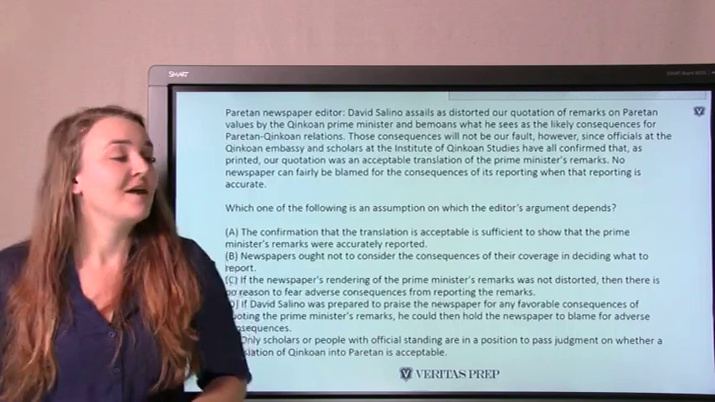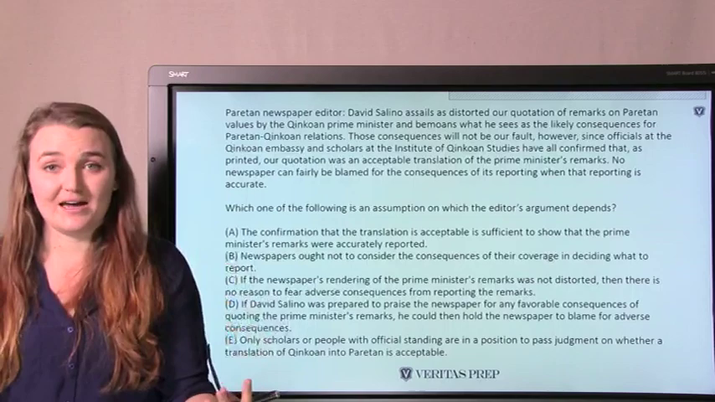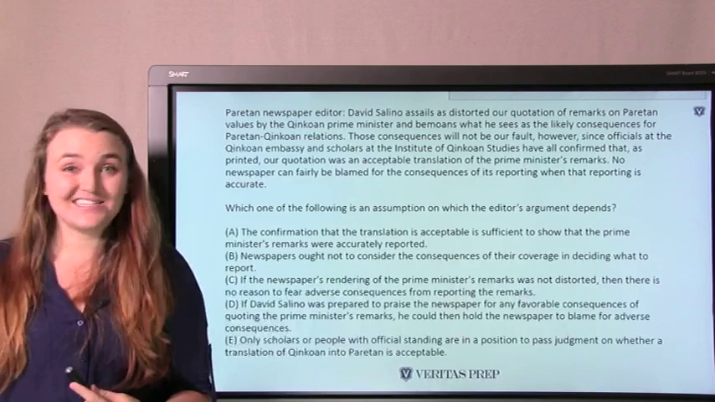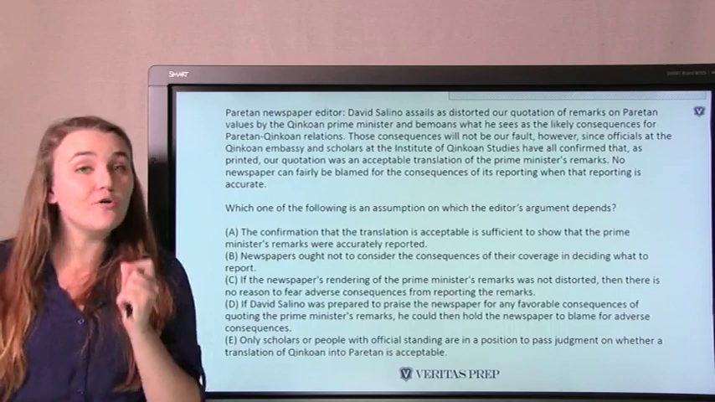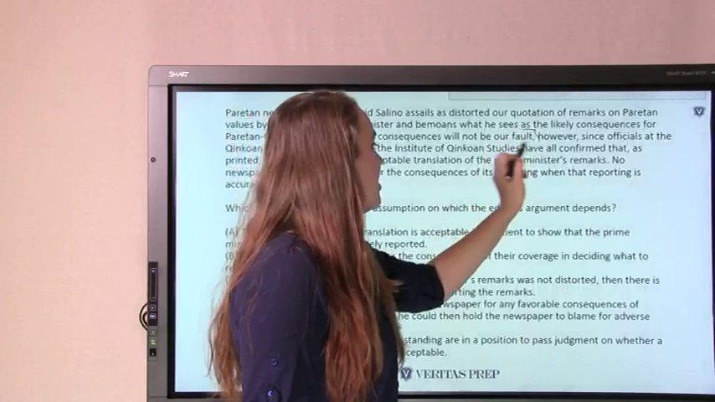So the last sentence that says no newspaper can fairly be blamed for the consequences of its reporting when that reporting is accurate doesn't have a reason cited for it. It doesn't have a why behind it. No evidence is given to support the idea that no newspaper can fairly be blamed for the consequences when that reporting is accurate. That's not our conclusion. It can't be. Our conclusion has to be something that has a why, that has a corresponding premise, or even several corresponding premises. So if no reason is cited for it, it's a premise, it's not a conclusion. So in this case, our conclusion, as you guys mentioned here, is that those consequences will not be our fault.